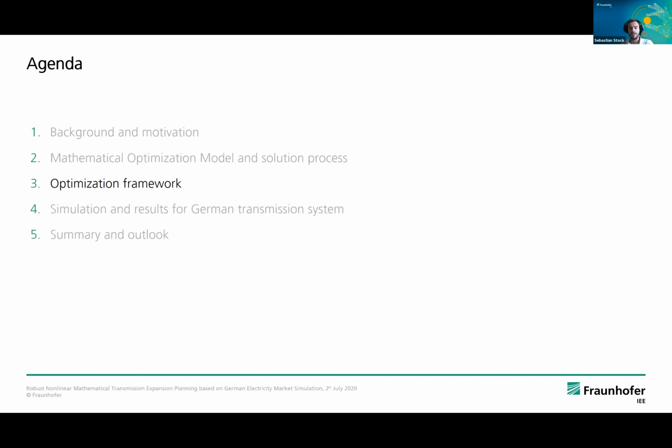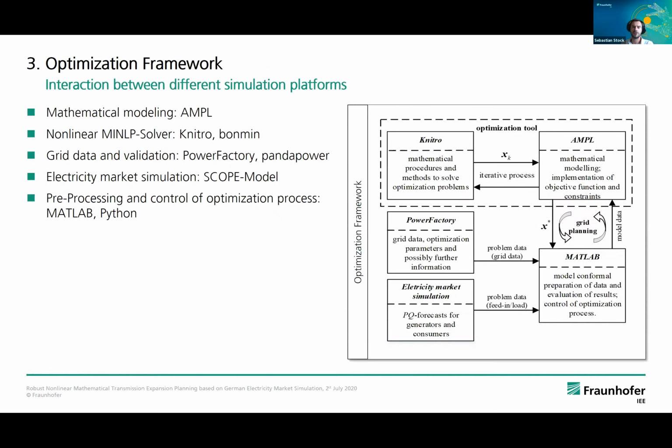So this model is then included in an optimization framework. Here you can see the framework on the right-hand side. Our model, which I showed, is modeled in AMPL. Then we are using the Knitro solver as a nonlinear solver. Also possible is to use the open source solver Bonmin.